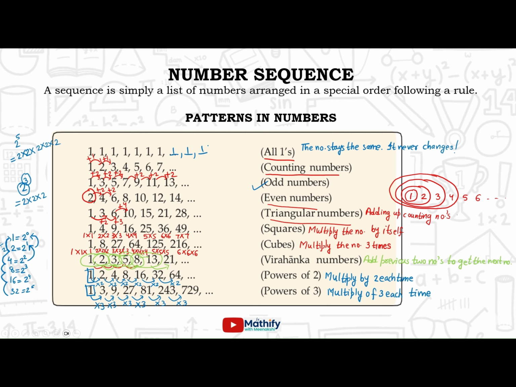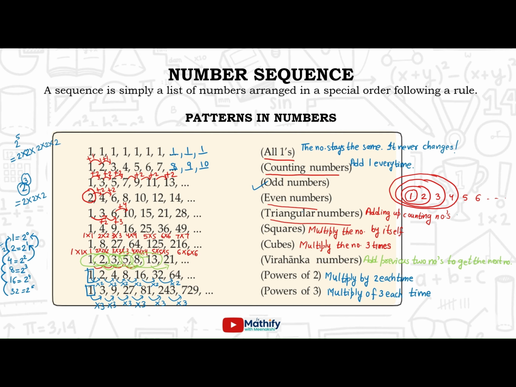Yes, let's move to the second. It's the sequence of counting numbers. Here the rule you can say is add 1 every time, because we're simply adding 1 to get the next number. So if you are asked what the next three numbers are, it will be 8, 9 and 10.